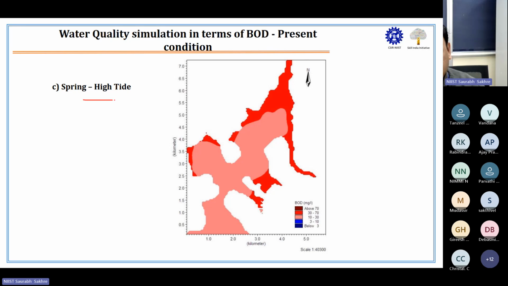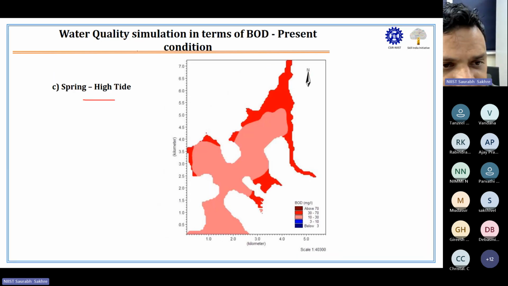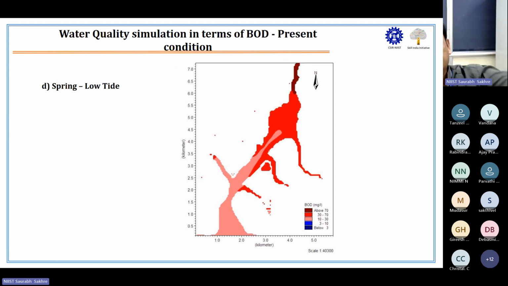This is BOD in spring high tide. Now you yourself observe when it is neap high tide, still BOD is high because the water is less. But when it becomes spring high tide, BOD is in the range of 30 to 70 because water is more. So dilution will be more and BOD will be low. And this is spring low tide in present condition.